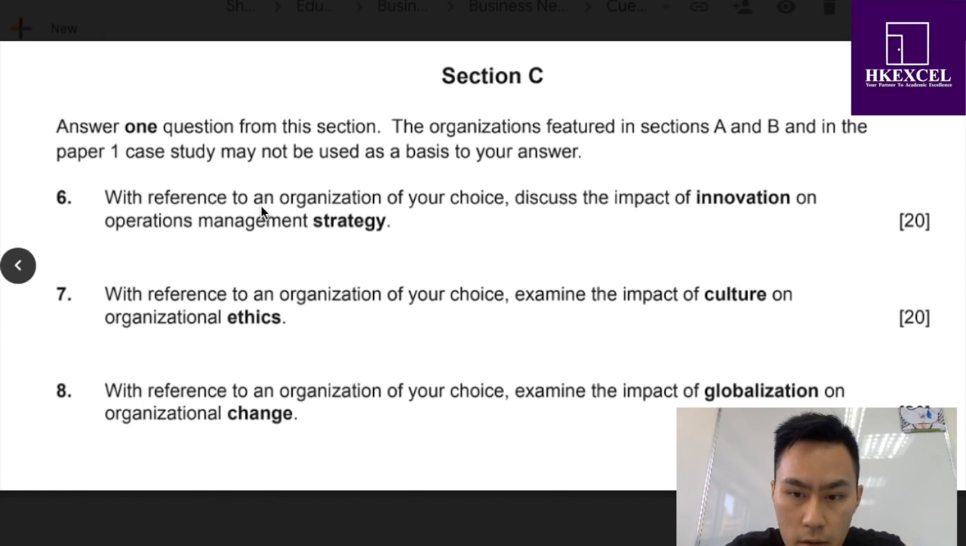You can see that we have 3 questions right now, and you can choose any of them because you only answer one question from this section, right? The first question: with reference to an organization of your choice, discuss the impact of innovation on operations management strategy, right? 20 marks. Or you can choose another question, again with reference to an organization of your choice. So there's always an organization of your choice, which means you can prepare in advance.